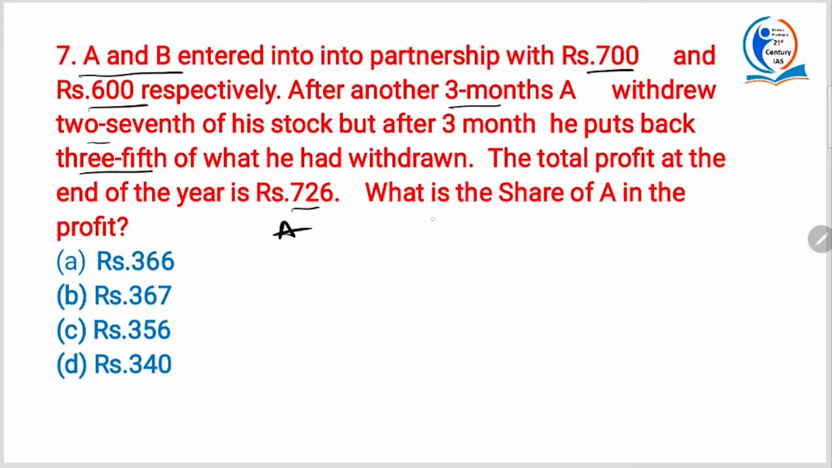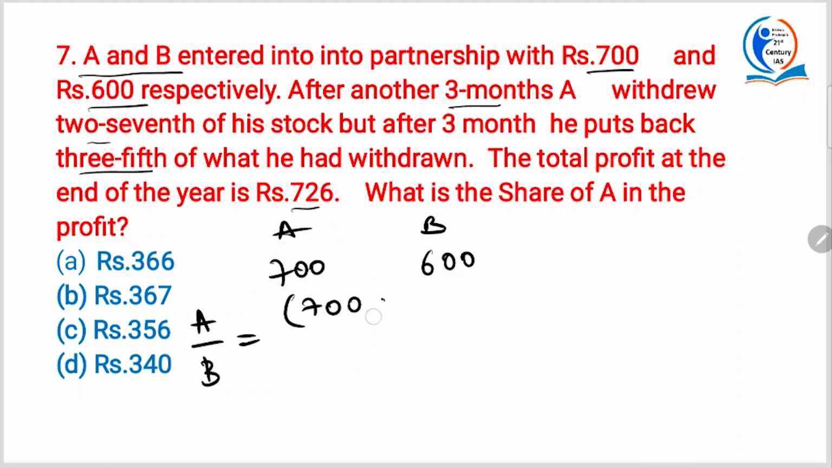Okay, so there are two people, A and B, and A has 700 rupees, which he is investing, and B invests 600 rupees. Now we will see the ratio of profits of A and B. What is it equal to? It is equal to the amount of capital into the time for which it is invested.